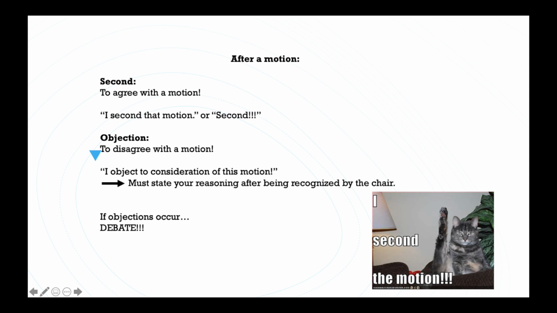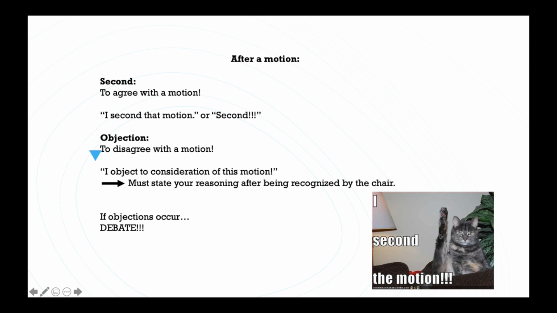After someone makes a motion, there are several different ways we can continue. To agree with a motion, I can say, "I second that motion," or just "second." To object to the motion, I say, "I object to consideration of this motion." But this must come with a reason why you object to that motion. And when an objection occurs, there will be a debate.